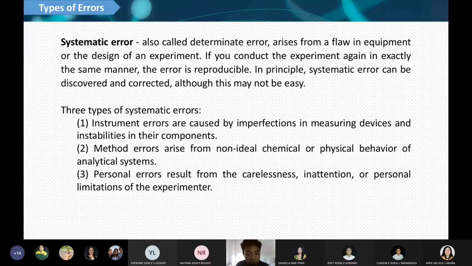Pwedeng may leak yung burette, no? Remember yung burette, yung mahabang tube na ginagamit sa titration? You can use a new burette, no? To prevent that type of error. Malay mo kasi nagli-leak pa rin pala yun, no? So, palitan mo na lang. Okay? So, that's instrument error.